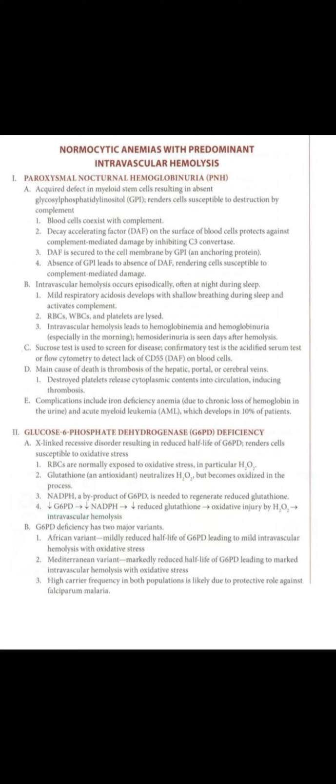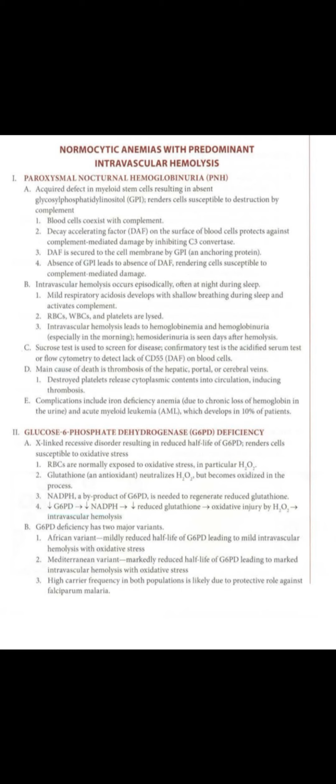Glucose-6-phosphate dehydrogenase deficiency. X-linked recessive disorder resulting in reduced half-life of G6PD, which renders cells susceptible to oxidative stress. RBCs are normally exposed to oxidative stress, in particular H2O2. Glutathione, an antioxidant, neutralizes H2O2 but becomes oxidized in the process. NADPH, a byproduct of G6PD, is needed to regenerate reduced glutathione.